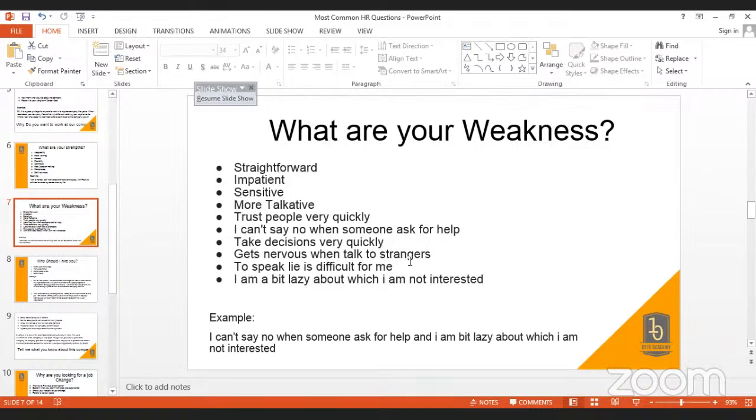Then, getting nervous when you talk to strangers. If you are a salesperson or an HR person, that should be an advantage. You cannot be nervous each and every time, because you have to speak with different strangers, different people. In that case, you have to be flexible, right? Next, speaking lies is difficult for me. Again, you have to be diplomatic, as I mentioned in the first point. You have to tell lies sometimes according to the situation, right?